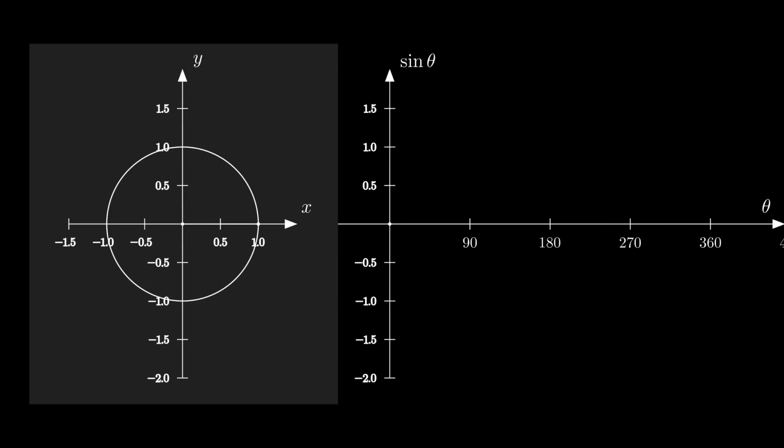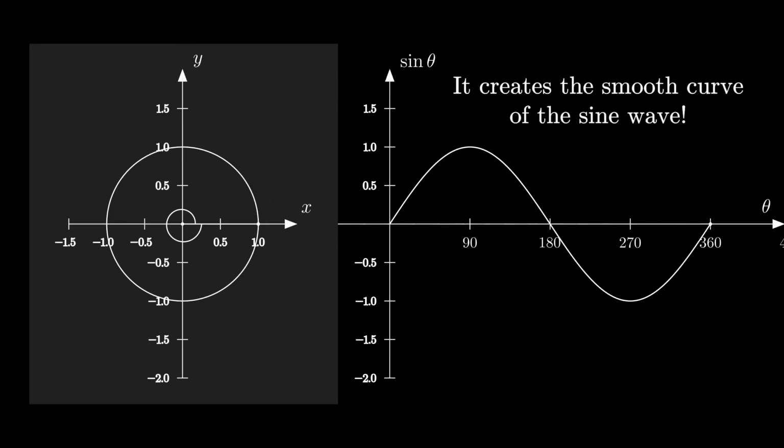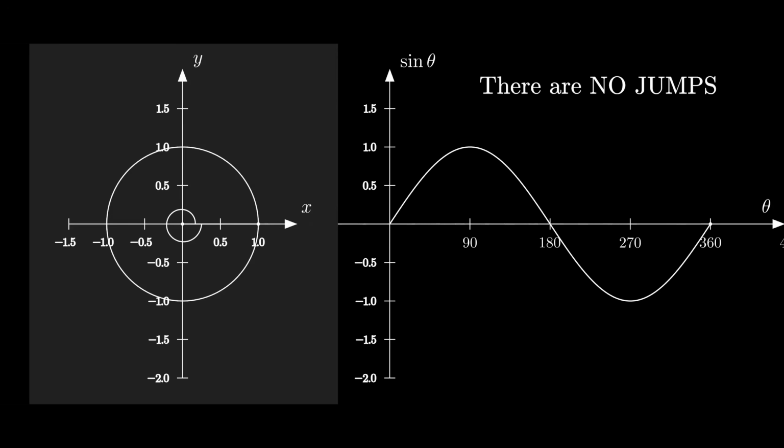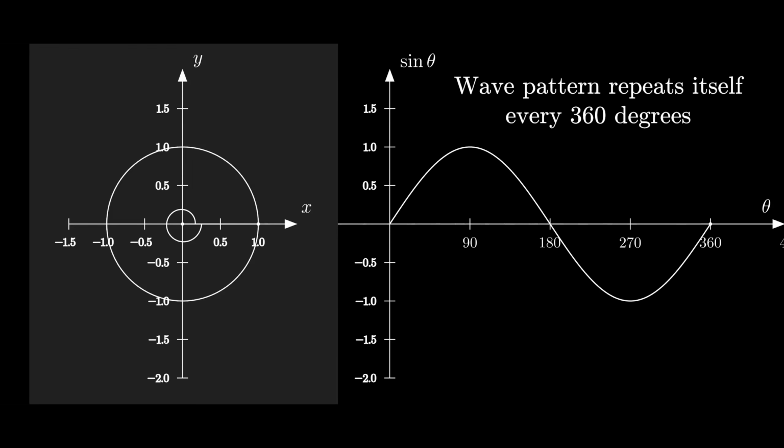At the start, with 0 degrees, y equals 0. As the point rotates from 0 to 90, the y value gradually rises until it reaches 1. Then from 90 to 180, it decreases back to 0. Then it dips down to -1 and returns to 0 by 360. These gradual, continuous transitions create the smooth curve of the sine wave. There are no jumps because rotation on the circle happens at a constant rate. It rises from 0 to 1, falls to 0, drops to -1, and returns again to 0. That means the wave pattern repeats every full rotation of the circle.